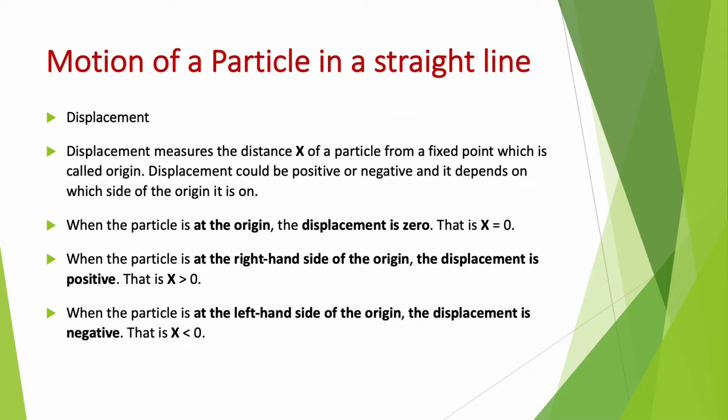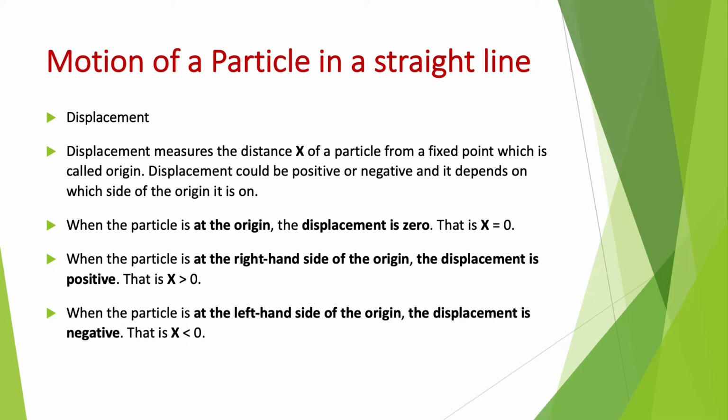Motion of a particle in a straight line. Displacement. Displacement measures the distance x of a particle from a fixed point, which is called the origin. Displacement could be positive or negative, and it depends on which side of the origin it is on.